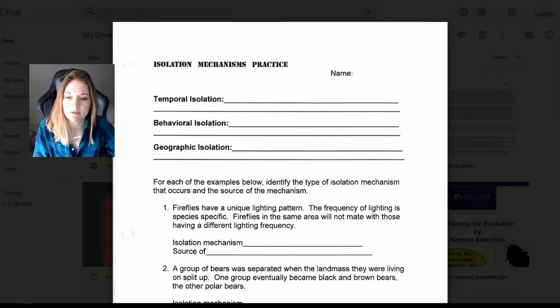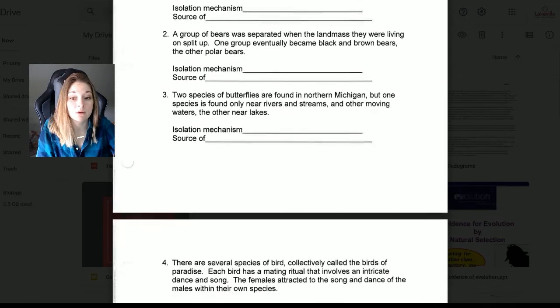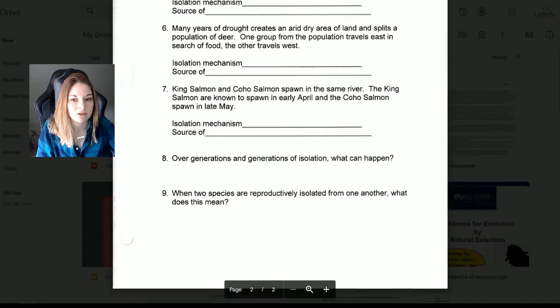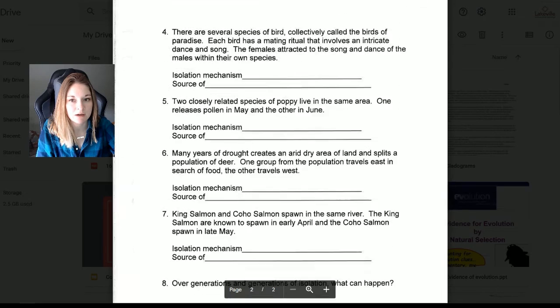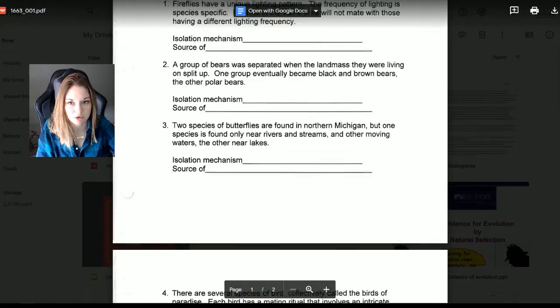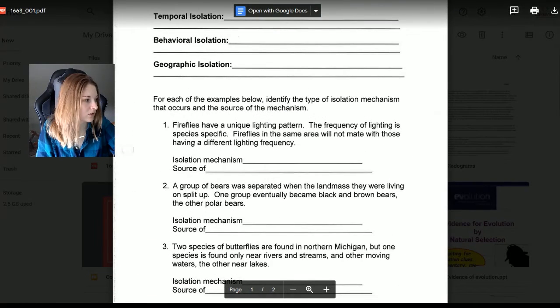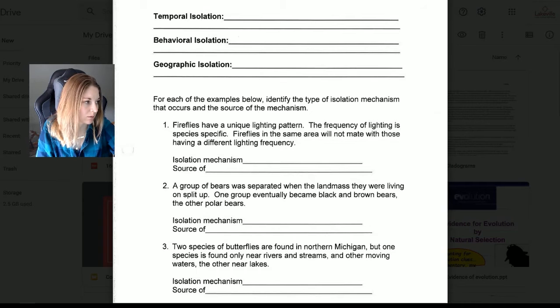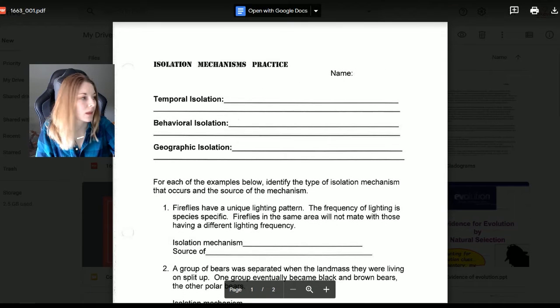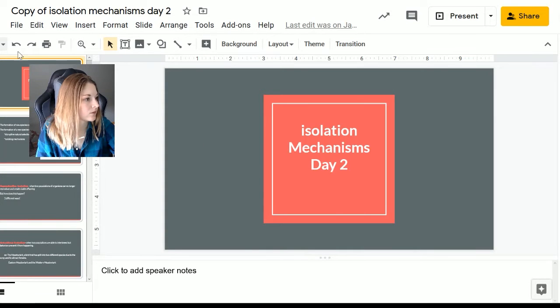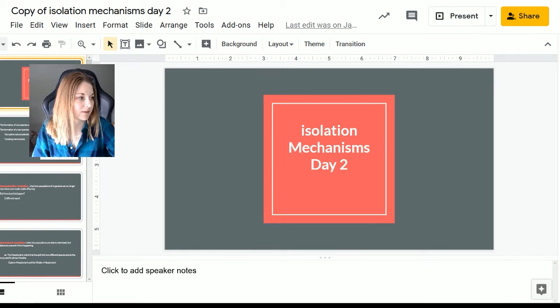There's 3 different types of isolation mechanisms. I'll be going over all of those, and you just have this sheet to fill out. Again, this is another PDF, so if you have to just type this out on a separate sheet, that's fine. You do not need to reword everything for me. If you just want to send me your answers, I'm good with that.